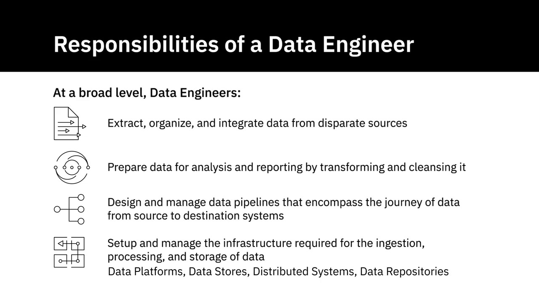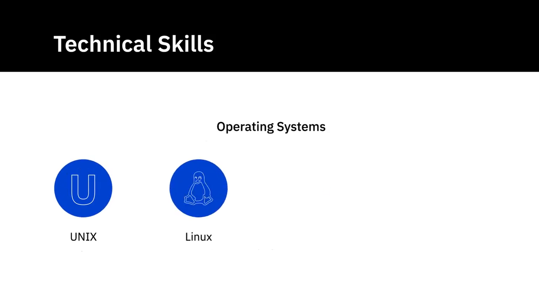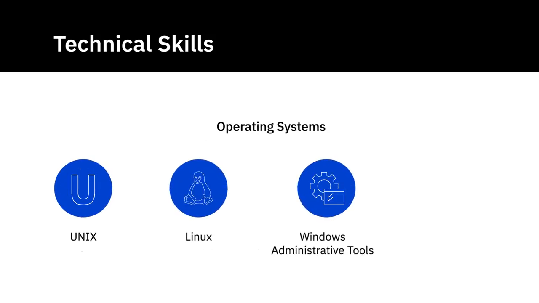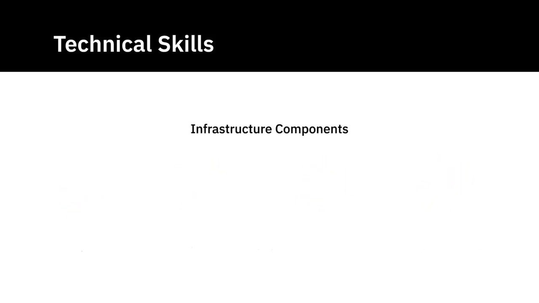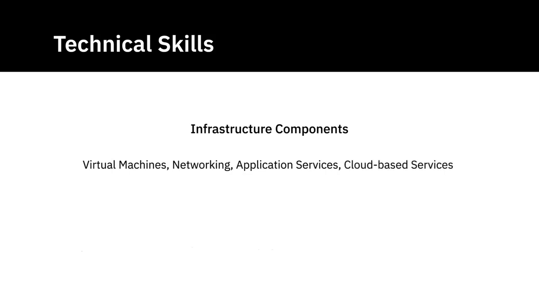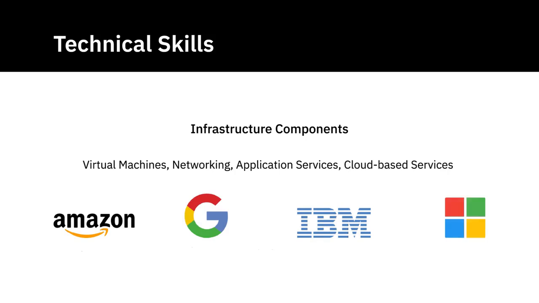Next, we'll learn about some of the technical, functional, and soft skills you may need as a data engineer. Let us begin with the technical skills. These include knowledge of working with operating systems such as Unix, Linux, and Windows, including commonly used administrative tools, system utilities, and commands. Knowledge of infrastructure components, such as virtual machines, networking, and application services, such as load balancing and application performance monitoring. Also, cloud-based services, such as those offered by Amazon, Google, IBM, and Microsoft.